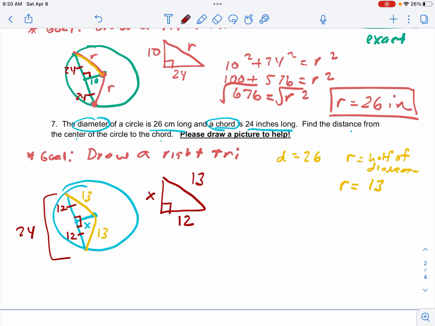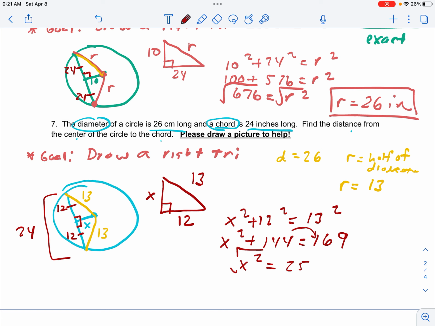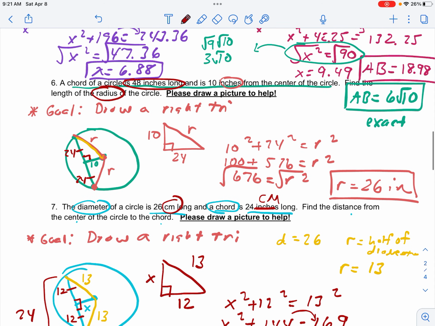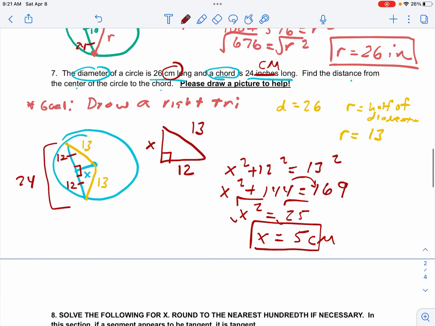So again, Pythagorean theorem. X squared plus 12 squared equals 13 squared. X squared plus 144 equals 169. X squared, if subtracted over, is equal to 25. Square root, x equals 5. Now, to be consistent, I'm going to make sure that this has centimeters on it because the rest of this word problem had centimeters. This one says inches. That doesn't seem appropriate. Both of these should say centimeters as well. So my answer should be in centimeters.